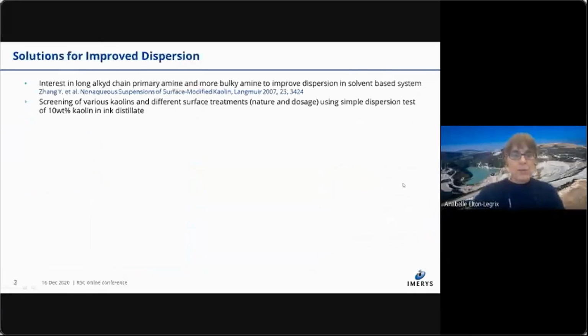So to look at dispersion, we've known from previous work that we can use primary amines. They work quite well. But this paper was very interesting. It also looked at more bulky amines to give extra steric stability. And the interest as well is that there's a very simple dispersion test where we can use kaolin, which has high density, so it will sediment, and put that in solution, directly in the ink distillate.